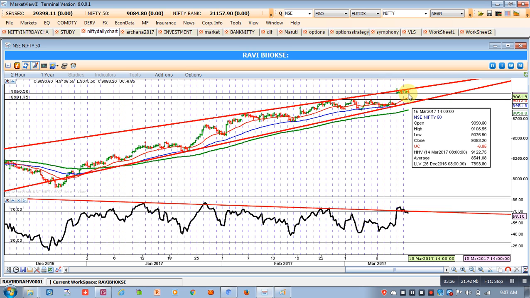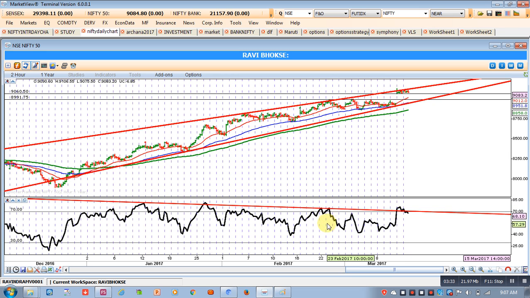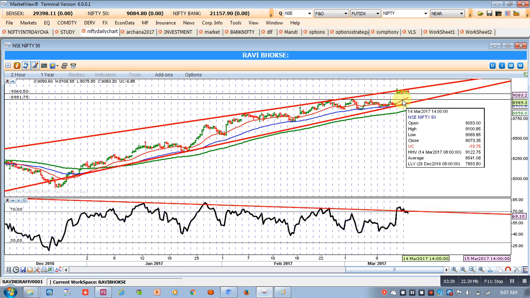And while trading this, remember, slowly things are changing, and a few symptoms have started coming in that we will need to take profit booking. We may see a fall. As I said, we may see a fall.